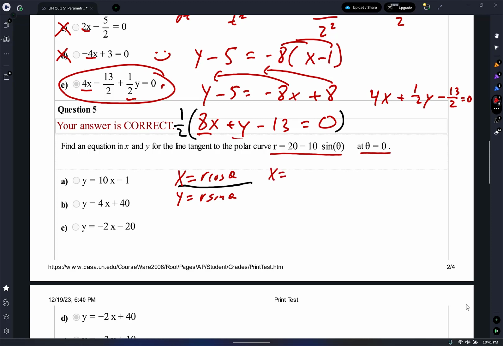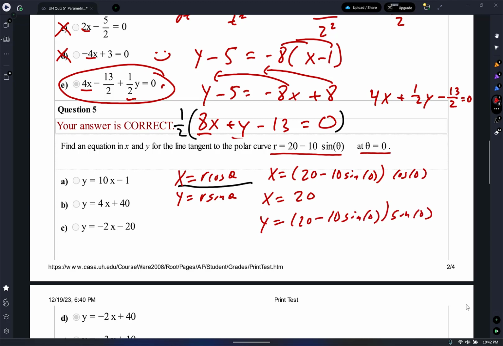So x equals (20 minus 10 sine of 0) times cosine of 0. Sine of 0 is 0, cosine of 0 is 1, and 1 times 20 is 20. And then for y, we're going to do the same thing. (20 minus 10 sine of 0) times sine of 0. Well, sine of 0 is 0. 0 times anything is 0. So there's our coordinate right there. So our coordinate is (20, 0).